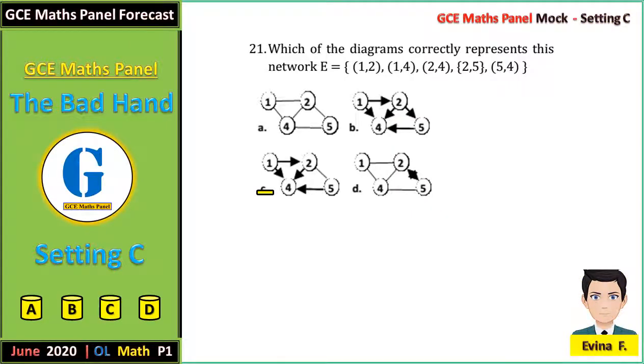Question 21. Which of the diagrams correctly represents the network shown? Looking at this network very well, you find out that 1, 2 is directed. 1, 4 is directed. 2, 4 is directed. 5, 4 is directed. The only undirected line here is 2, 5.